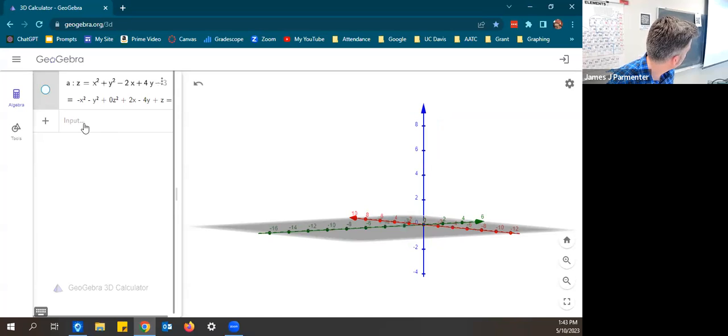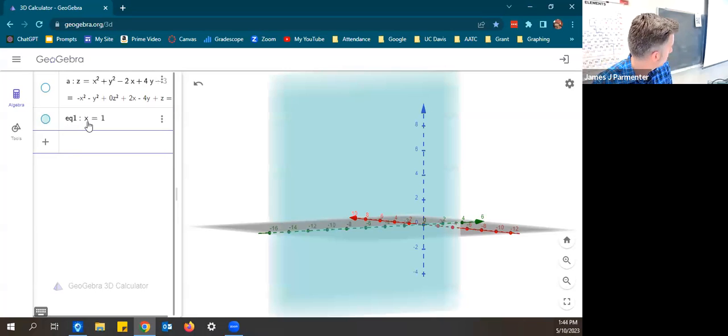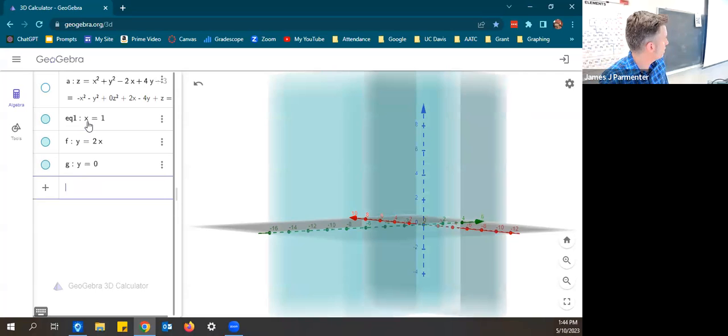So we want to look at the volume under. Actually, let's do the region first. So we've got x equal to 1, y equal to 2x, and y equal to 0. So it doesn't look super helpful. Give me a minute.